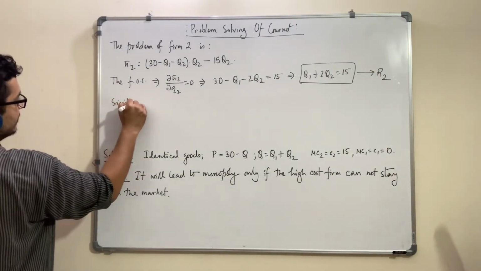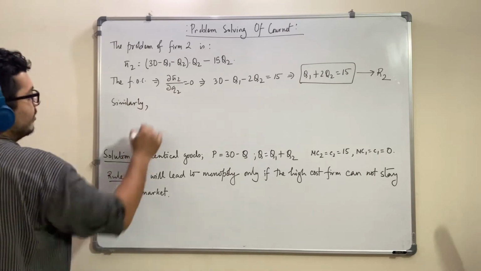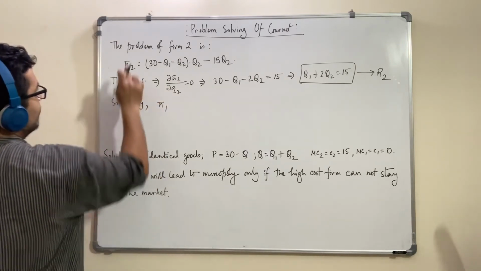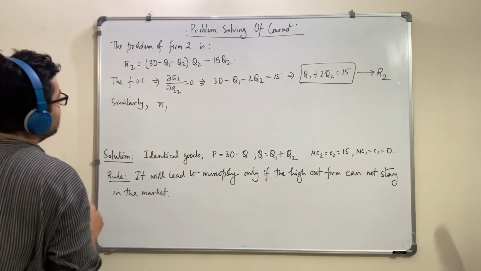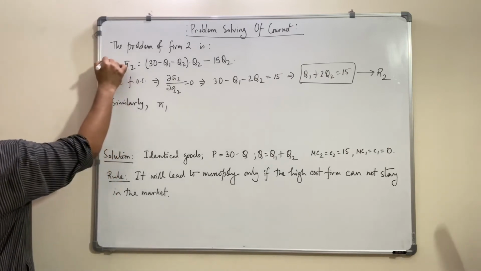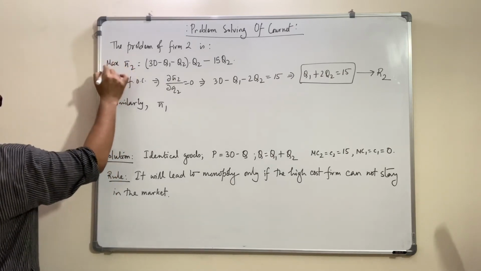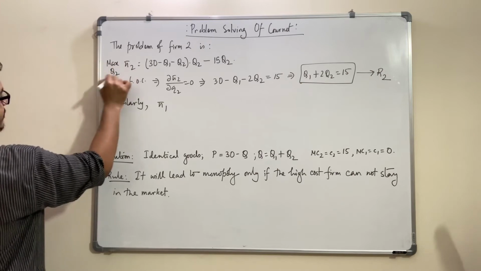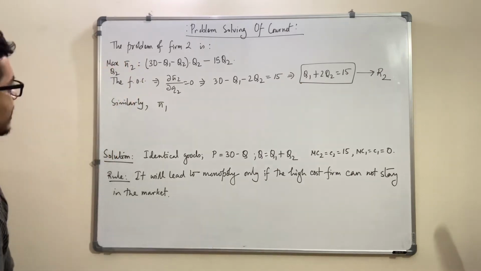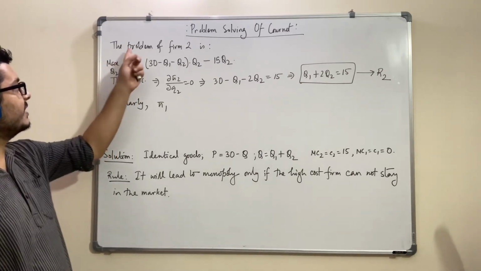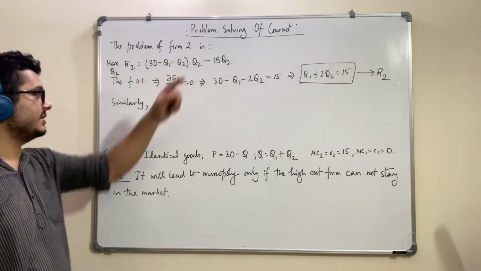Similarly, pi 1. Okay, here we have written the problem of farm 2. So we have to write here: maximize pi 2 with respect to Q2. We have to add that. I just have to mention that you have to add that, because you started writing like this.